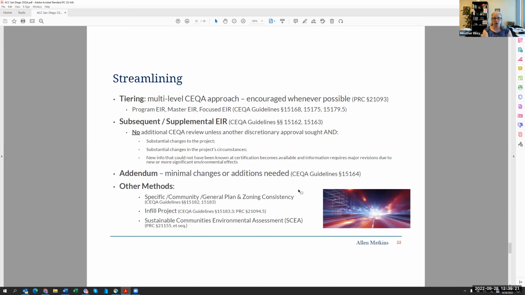A really important topic of CEQA that has come up in the last, well, I've been here 22 years at this point. We've always had some level of streamlining, but it happens more and more now as we're moving forward, and the legislature has gotten involved at a much higher level. CEQA has generally always allowed you to do tiering, which means you have a program EIR, and then you use a document that comes underneath that program EIR, or a master EIR.